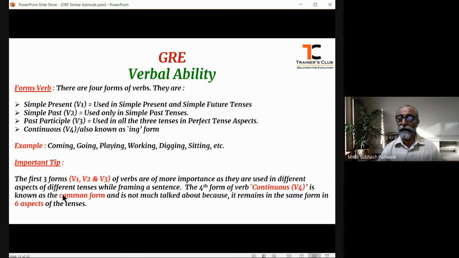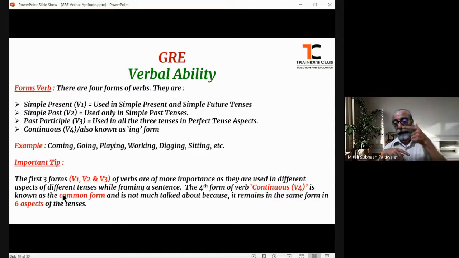Then comes the V3, that is the participle form. It is also known as past participle. Most of us call it participle only. The participle form of the verb, that is V3, is used to form sentences in a perfect tense, irrespective of whether it is a present perfect, past perfect, or future perfect. For the perfect aspect of a sentence framed in any of these tenses, present, past, or future, the verb that should be used is always V3, that is the participle form.